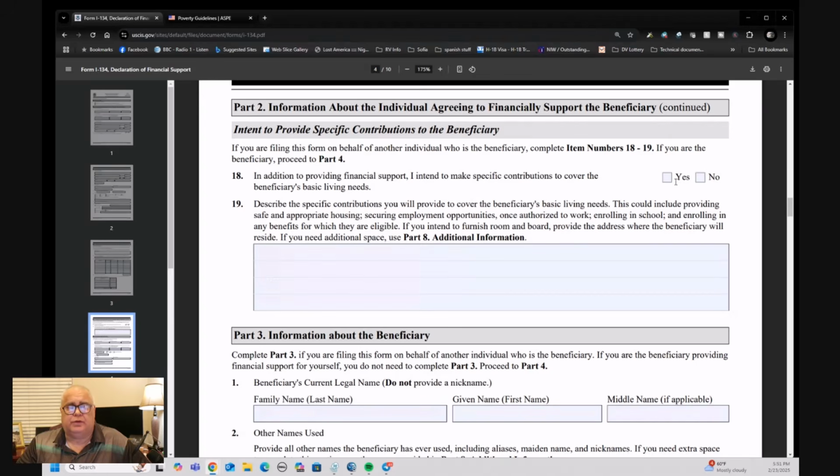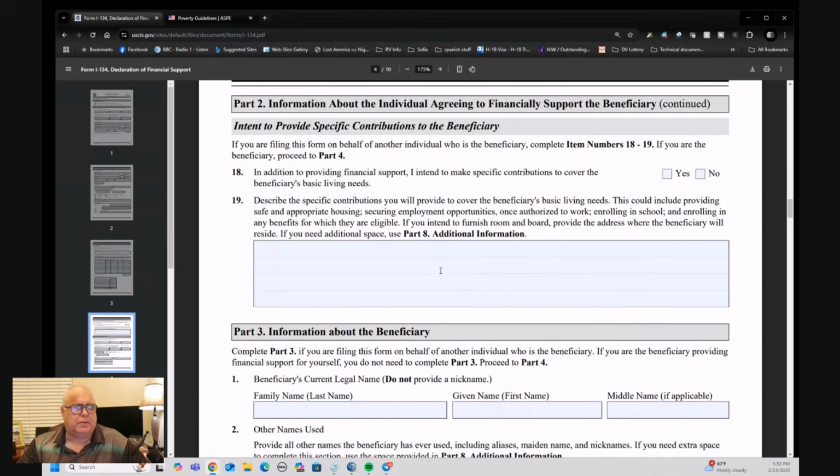If you feel you want to detail something, you don't have to, but if you feel you want to, that's where you would do it. So you would select yes, and then you would describe what the additional specific contribution would be. Okay, and again, it shows here enrolling in school, enrolling in any benefits for which they're eligible. In other words, you're providing your skills and expertise to help them get set up. That's kind of useful if you are prepared to do it. Okay.